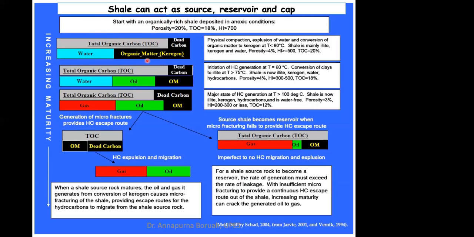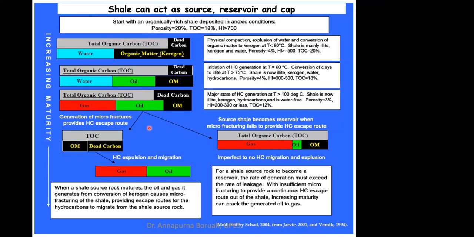Then the solid matter, with increasing time, temperature and maturity, will convert into oil, and there will be little organic matter left. At a later time, the oil will convert into gas. So in the shale, there will be oil, gas, and organic matter. When the shale matures, the solid part converts into liquid as well as gas, so volume will increase and that volume will exert pressure on the rock surface. That pressure will create some microfractures which will help diffusion of the hydrocarbon from the source rock to reservoir rock.